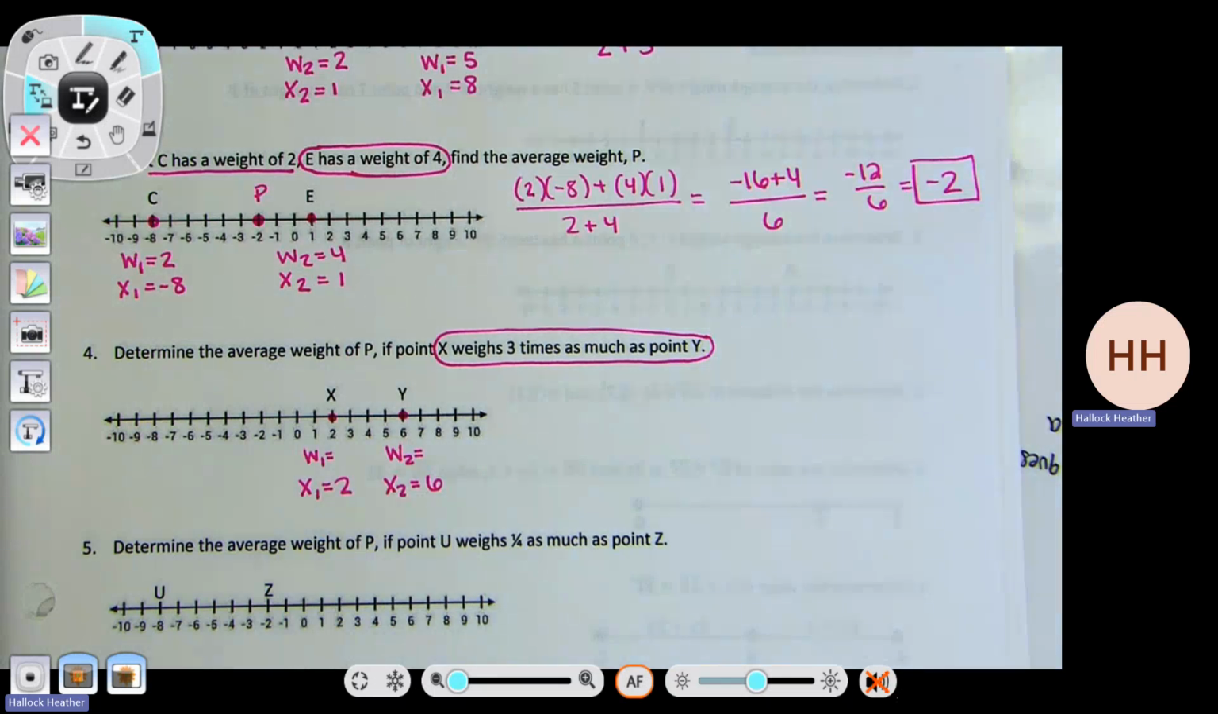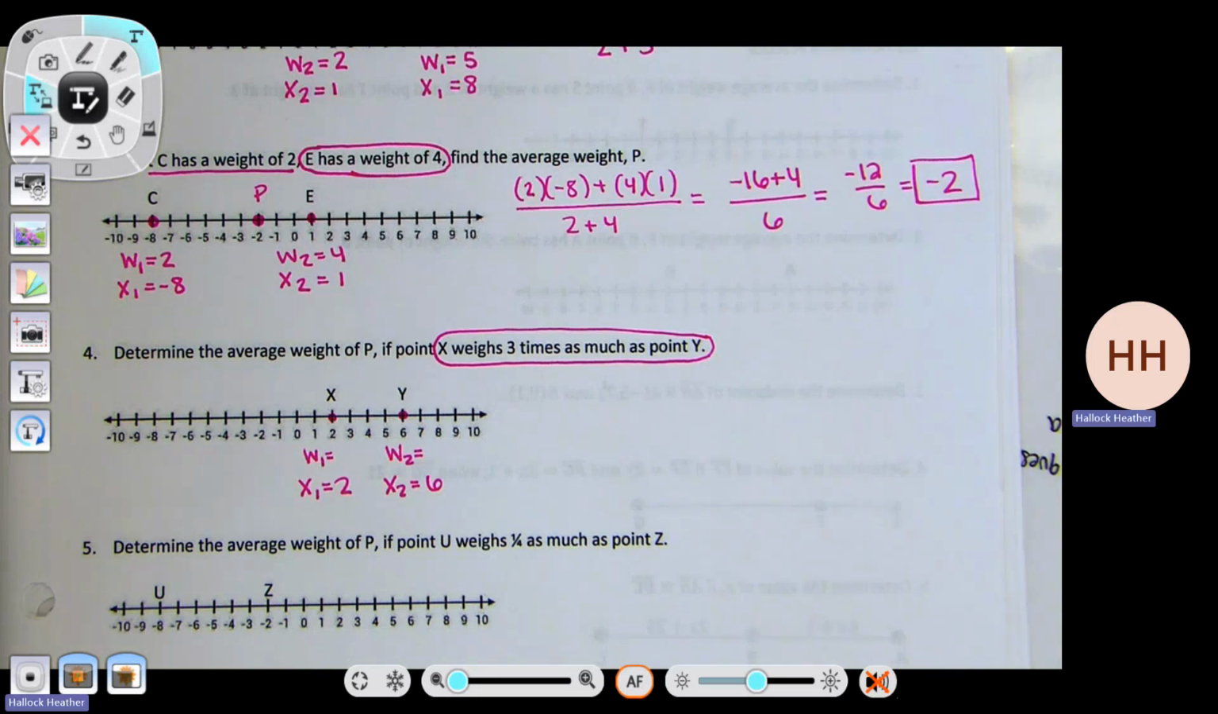Okay, but you wouldn't use the X's. We're going to multiply by 3, but we're not going to use the X's because the X's represent the location on the number line. Does anybody know a pair of numbers that I could use that would represent 3 times the amount of another number?